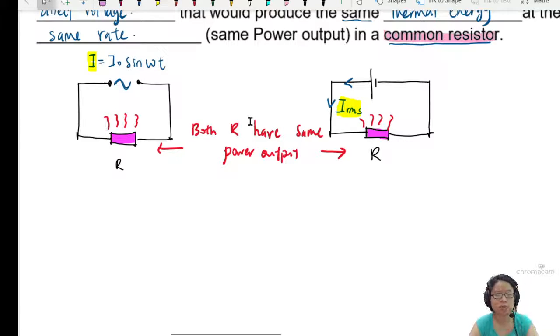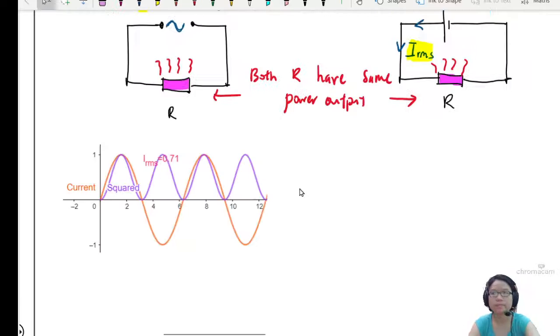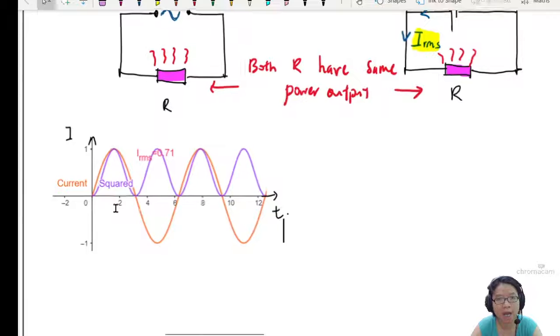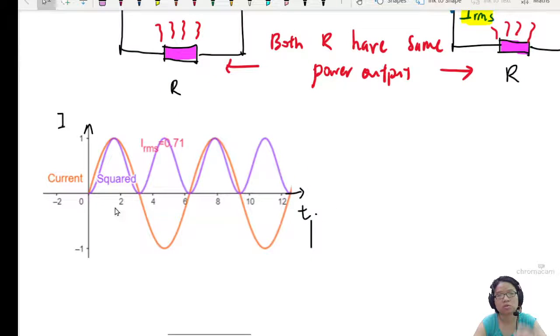And here is why. Let me show you the graph again. So here you can see a good old current graph. Let me label the axes for you. This will be the current I, and this axis here would be the time t. Don't be too hung up about the constant. I have selected my I naught to be 1 because that will allow you to visualize the graph easier.